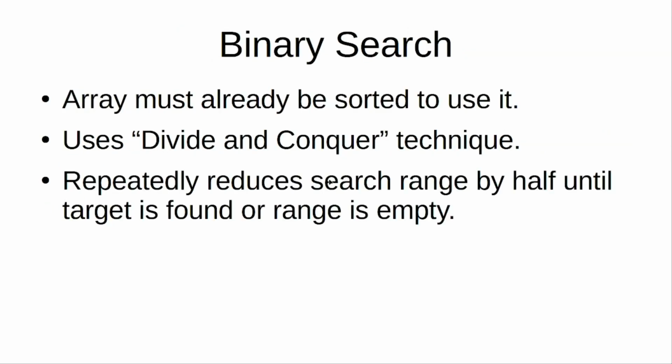Binary search. So this is the last search algorithm that we're going to go over, which is binary search. It's one of the fastest search methods, but the catch is that the data needs to be sorted first before we can use it. It uses a divide and conquer technique in that we repeatedly divide the list or the array in half, checking whether the middle value is greater than or less than or equal to our target, and it repeatedly reduces the search range by half until the target is found or the range is empty.